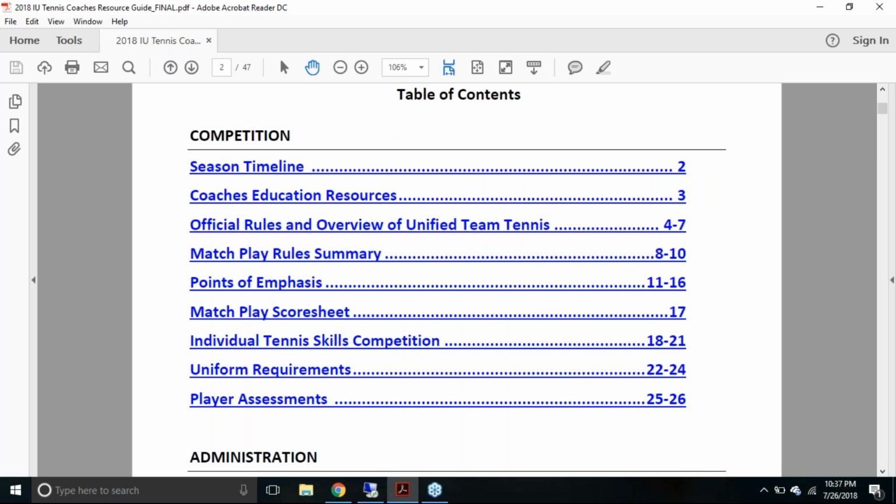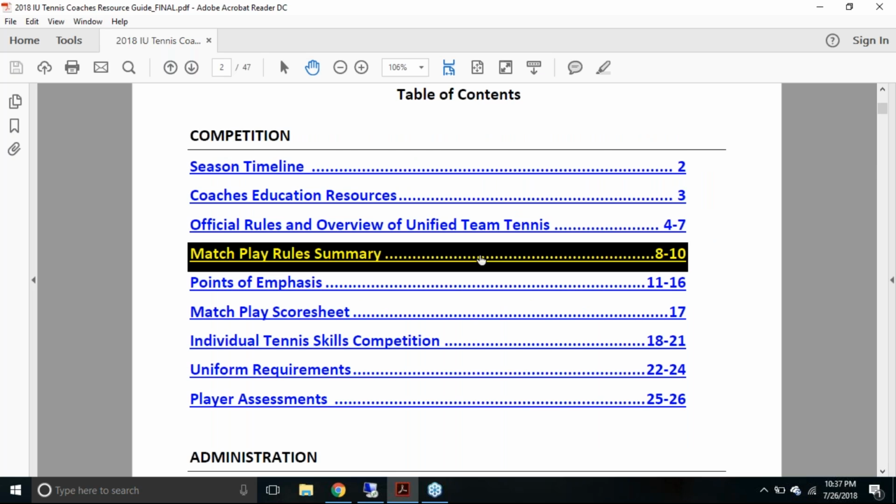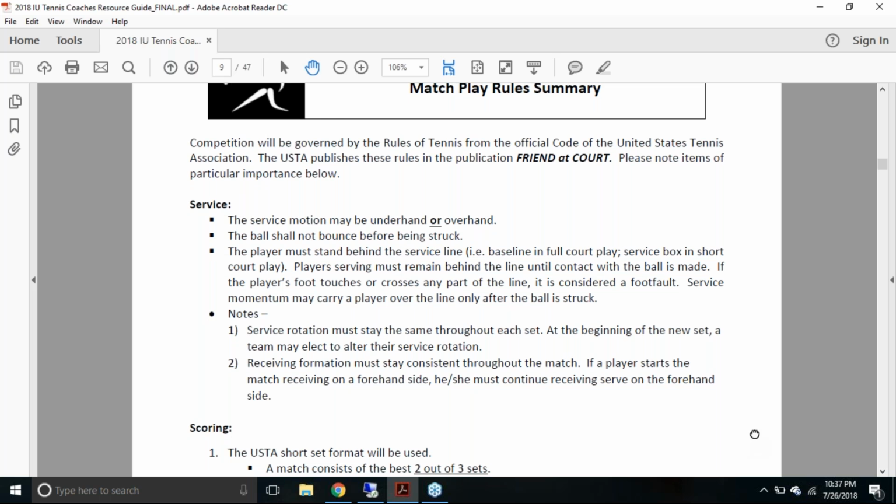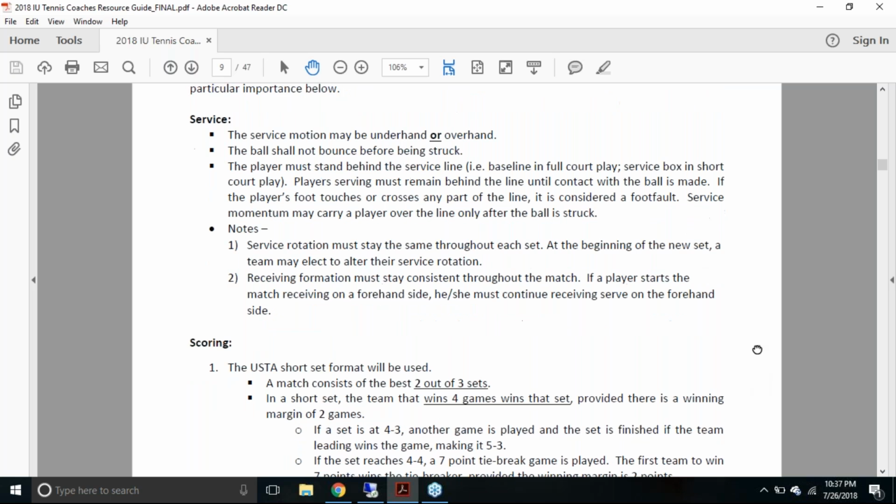Okay, bouncing back up to our table of contents. And then we will go over match play and rule summary at this point. Competition will be governed by the rules of tennis for the official code of the United States Tennis Association. The USTA publishes these rules in the publication Friend at Court. Please note that items of particular importance are contained in this resource guide.